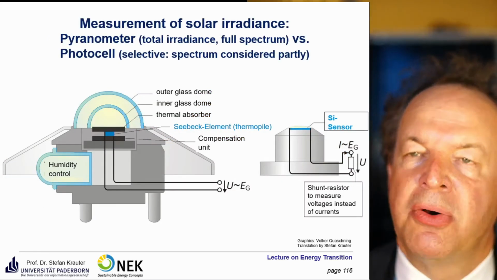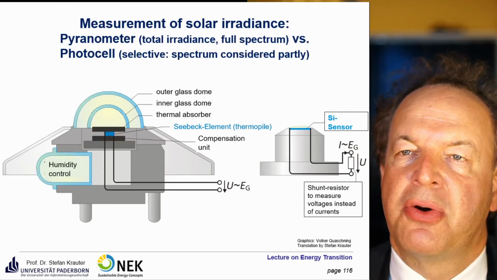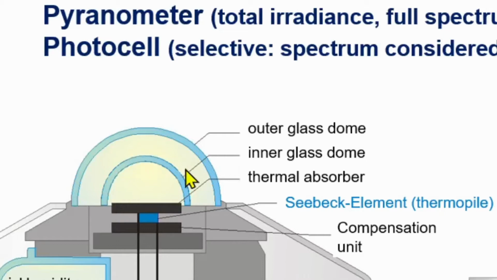How do you measure solar irradiance? This instrument is called a pyranometer. It measures solar irradiance by absorbing it on a black plate. The sunlight passes through these domes, which are highly transparent, and then gets absorbed by this plate. This plate heats up, then you have a reference element against it, and you have a temperature difference between these two plates. This temperature difference you measure by using a Seebeck element or a thermopile. This gives an output of some millivolts.